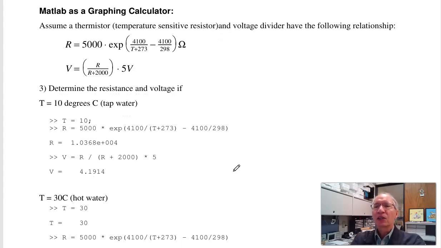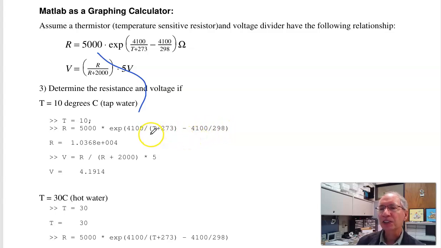Problem 3 looks at using Matlab as a graphing calculator. Now, problem 3 is just using Matlab as a calculator. If I have a function, I can calculate R in terms of T. So if I know that T is 10, I'm going to say T equals 10. Okay, kind of arbitrary. I'm using a variable name that matches the problem. Kind of confusing, but Matlab doesn't care. The resistance is almost the way you write it. It's 5,000 times the exponent, that's 10 to the x, 4,100 divided by T plus 273 minus 4,100 over 298.